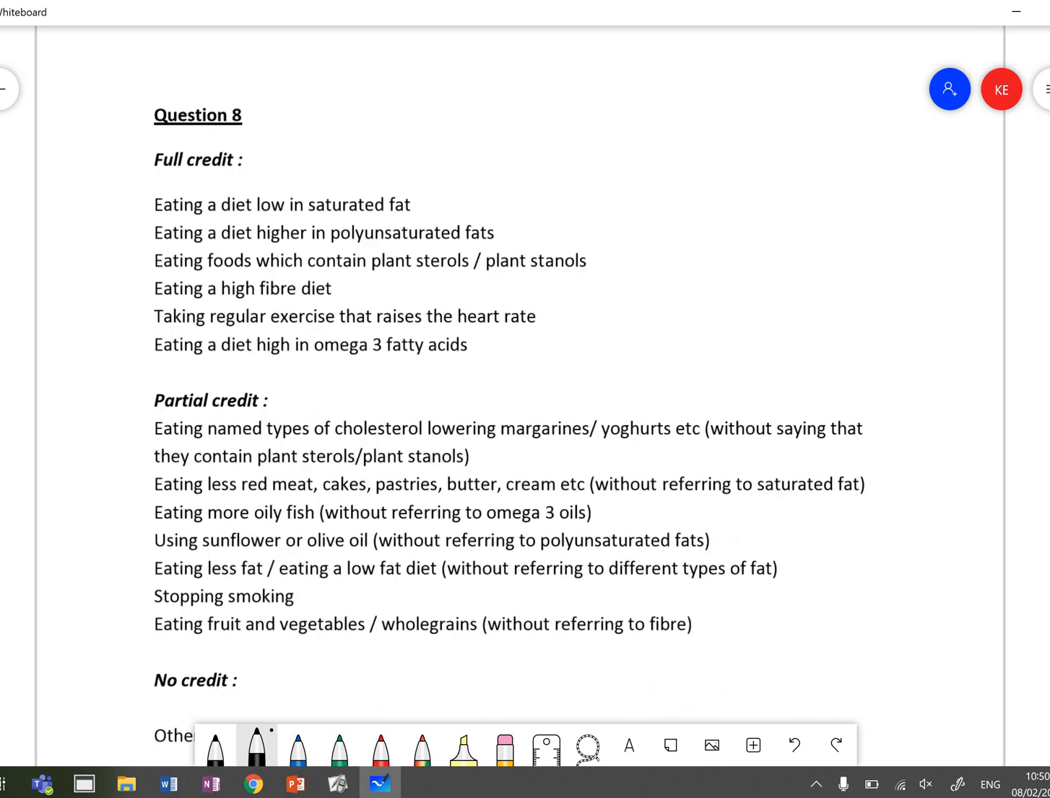Okay, question 8. Statins can help to reduce the risk of heart attacks and strokes by lowering cholesterol. Give another way that people can reduce their cholesterol levels apart from taking statins. So for this one, eating a diet low in saturated fat, eating a diet higher in polyunsaturated fats, eating foods which contain plant sterols, eating a high fibre diet, taking regular exercise that raises the heart rate, or eating a diet high in omega-3 fatty acids.